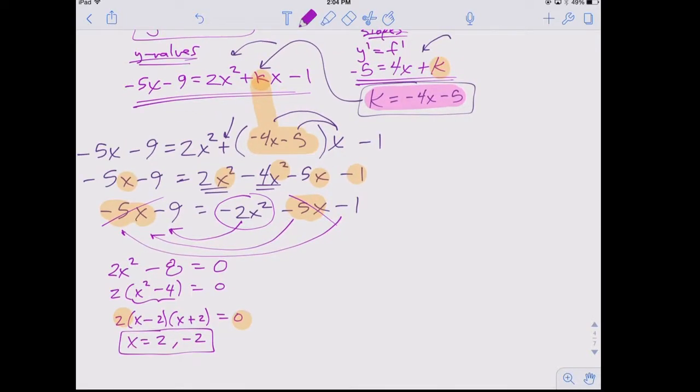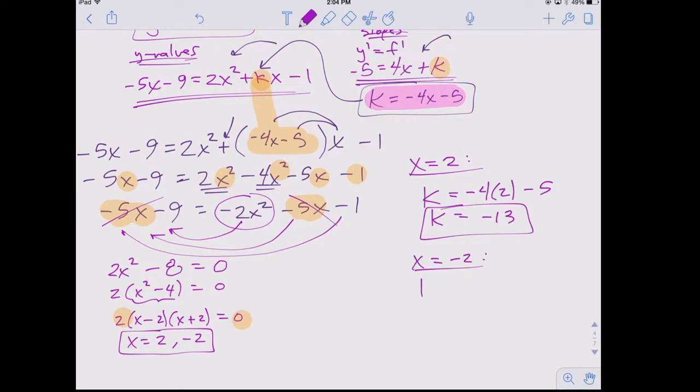of k. So when x is equal to 2, we get k is equal to, well, plug in a 2. You get negative 4 times 2 minus 5, which is negative 13. So there's one of the values of k. But when x is negative 2, we get k equals negative 4 times negative 2 minus 5, which ends up being positive 3.